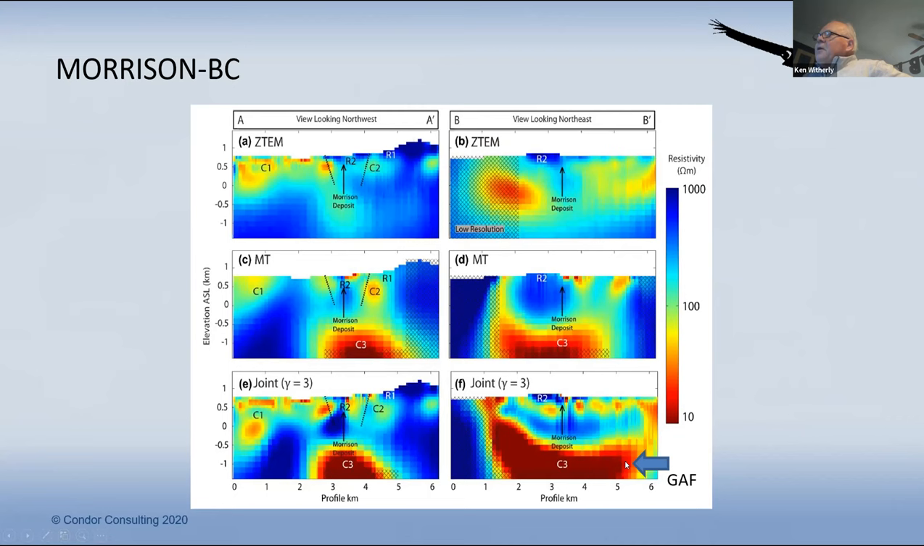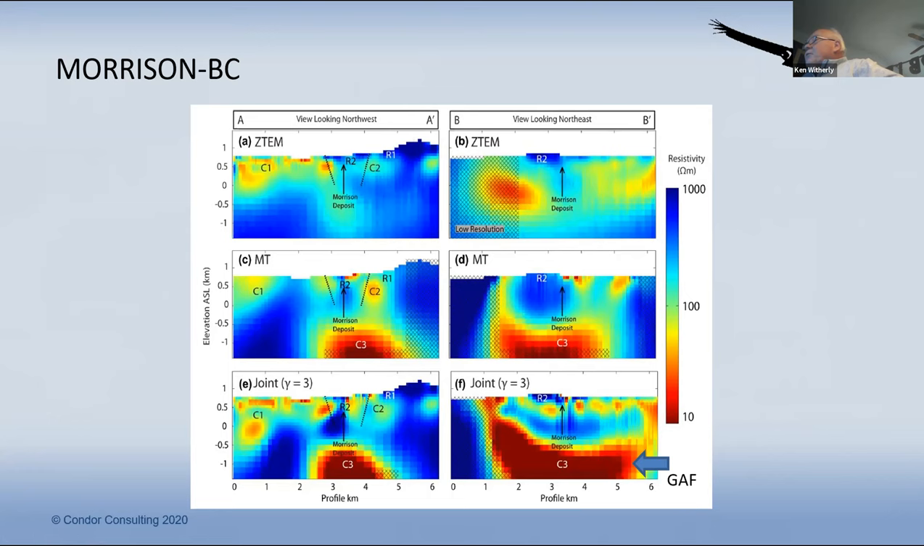So in this particular case, this is defined as the gaff, something very conductive at depth that, in the classic geological model, doesn't really belong there. This should all be down into more intrusive rock, probably, expected to be high resistivity, but something unusual is there, which of course has not been tested itself.